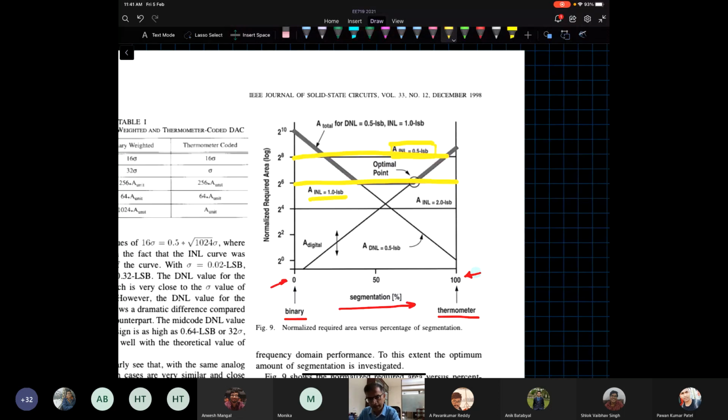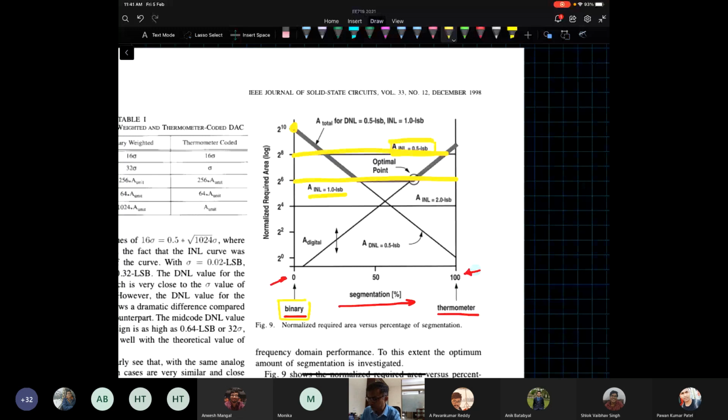Now, if you look at just the DNL part, right? If I do the DAC completely binary right here, then the size of each element has to be really large, as large as right here on this side. And if I do the thermometer, then the size of the device doesn't have to be that large, because I'll get a very good performance since I'm doing the thermometer part, right? So this particular line, which is connecting the two right here, gives me, according to the segmentation, for a given DNL of 0.5 LSB, what should be the size of my unit element.